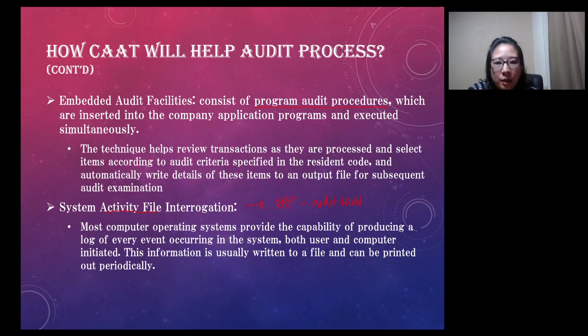Okay, so in most computer operating systems nowadays, we already have a log being produced. Like who installed this, who changed this, who accessed, when they accessed, using what IP address, and so on. That's what we call the log. Later on, this log can be used as audit evidence in our audit process.